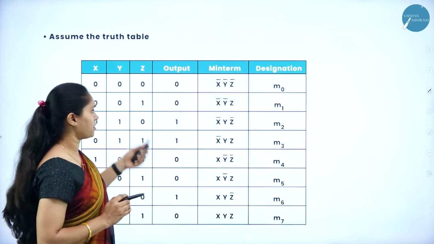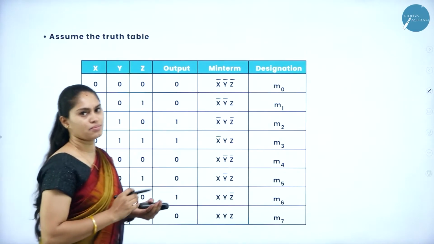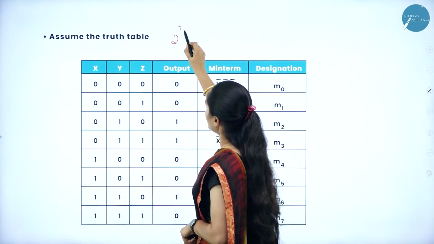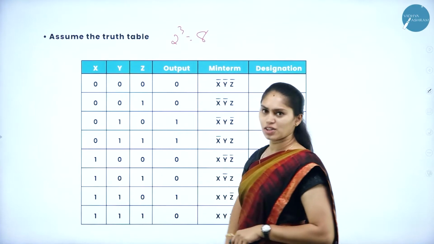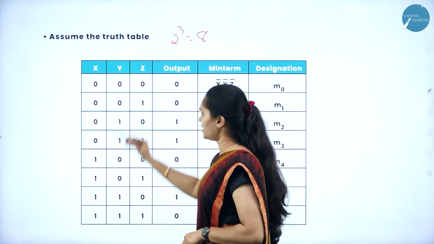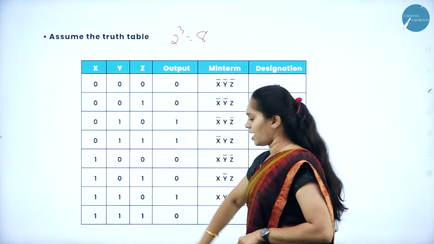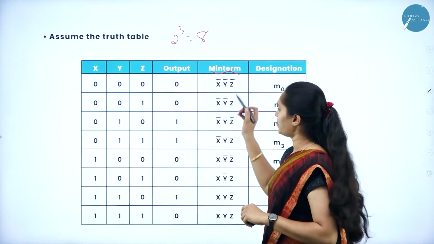So we'll see the same thing for 3 variables minterm. So we have x, y, z. If it is 2 power 3, then it is going to have a total of 8 combinations. So 4 zeros, 4 ones: 0 0 1 1, 0 0 1 1, 0 1 0 1, 0 1 0 1. So here you can see the minterm for this one.